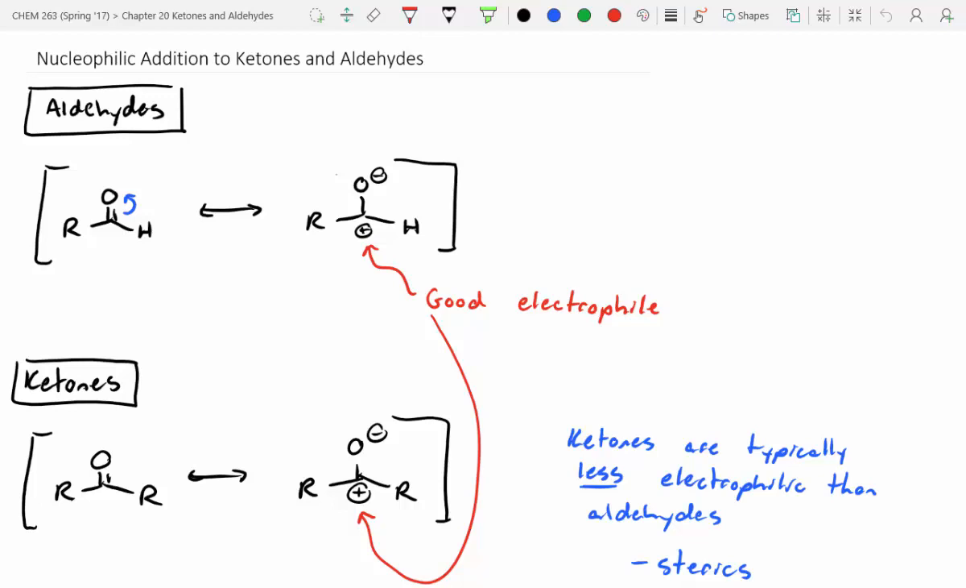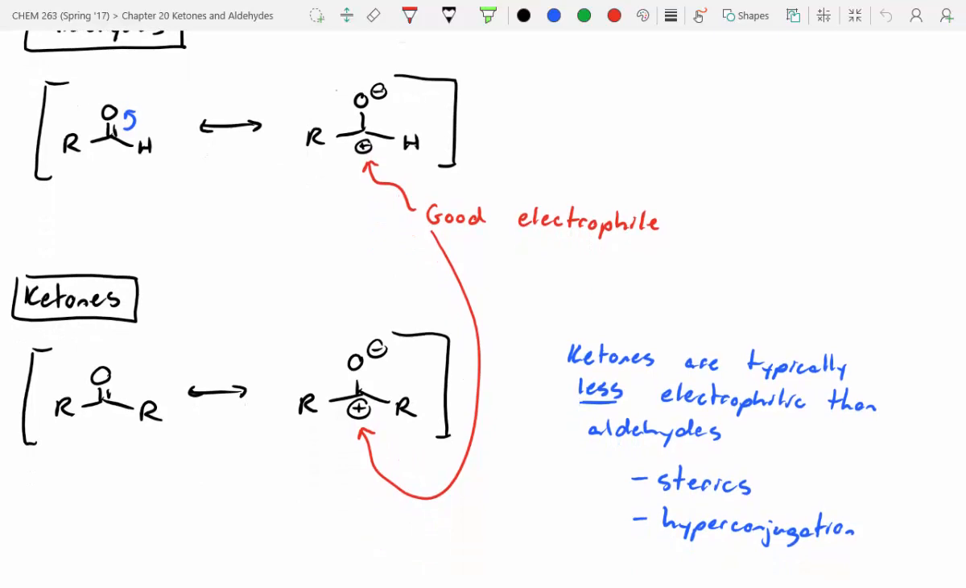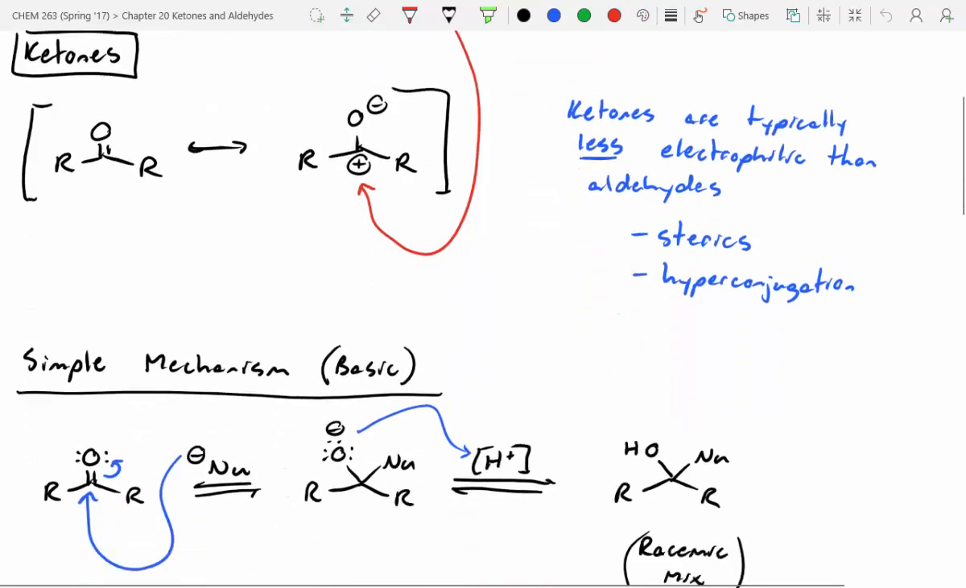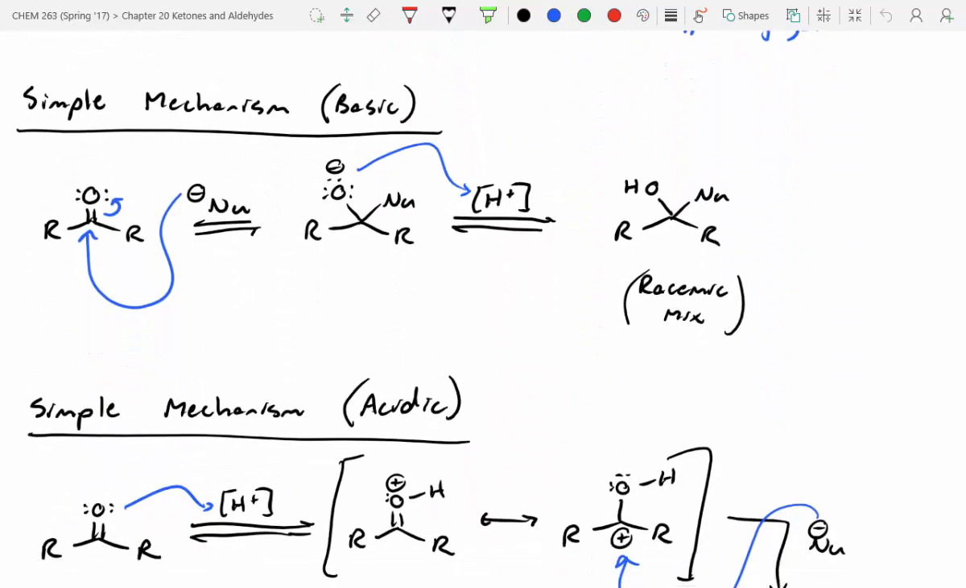All right, so yesterday we finished up talking about nucleophilic addition, and we said that aldehydes and ketones have these resonance structures which makes that carbon a good electrophilic position, right? And ketones are a lot less electrophilic than aldehydes for two reasons. One is sterically, it's harder to access, and second is hyperconjugation, right? If we think about the ketone on the bottom, that positive charge is a lot more stabilized from hyperconjugation, which means it's less reactive. The two mechanisms for nucleophilic attack are either the basic mechanism or the acidic one.